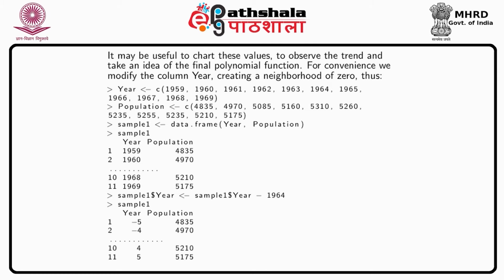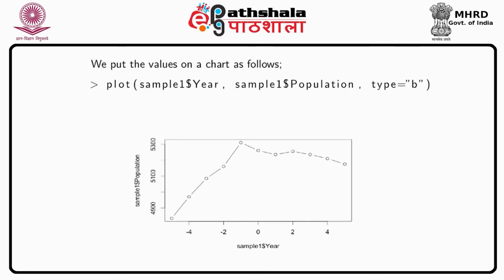So in place of the column which had years, we now have values of variables which start from -5 and go all the way up to +5, with 0 being one of the data points included in my column. So we put the data on a chart. We use the plot function in R and we plot sample year against sample population, with sample population being on the y-axis and sample year on the x-axis.